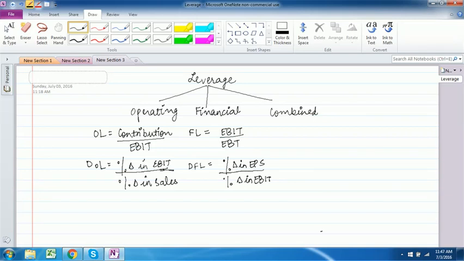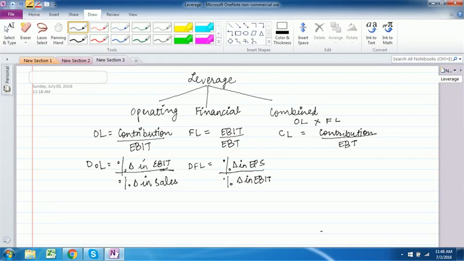What is combined leverage? It is when both operating and financial leverage are used in order to magnify the effect of sales volume change on the earning per share of the firm. And how do you calculate combined leverage? It can be calculated as operating leverage multiplied by financial leverage, or you can say combined leverage is equal to contribution divided by EBT.